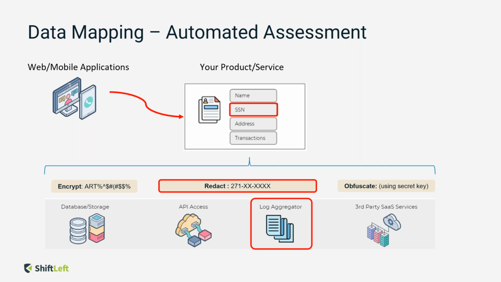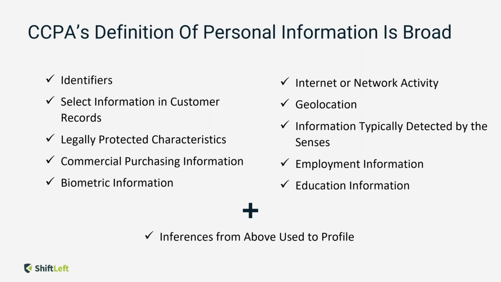So that is the automated assessment capability. Now, let's see what kind of information CCPA puts controls over. CCPA's definition of what constitutes personal information is pretty broad. A lot of this you might have seen with other regulations, like GDPR, where you see a bunch of these.